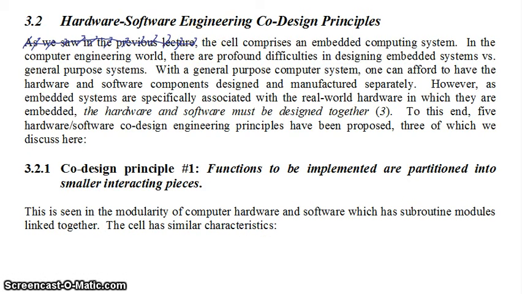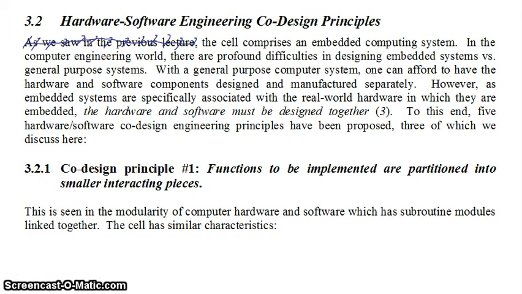So because of that, for these particular types of computing systems, the software and the hardware need to be designed together. And one issue with that is that there are profound difficulties in doing these things, because when they are designed together, then you have to have the software engineer and the hardware engineer working together. And so because of this, hardware-software co-design engineering principles have been proposed, 3 of which we're going to discuss here.